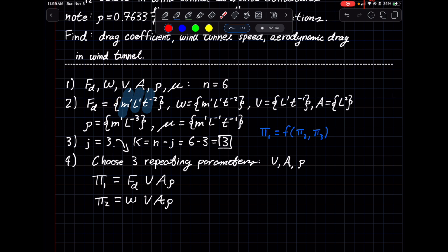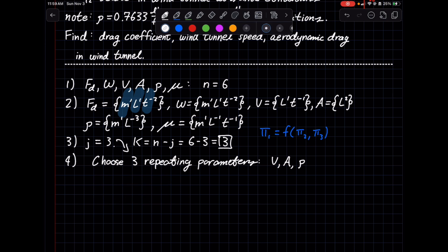So these are my three repeating parameters, and that's kind of why I've chosen those. So let's go ahead and get started with step 5, which is constructing the pies. I'm going to go up here and mark that the velocity, the area, and the density are all repeating. That's all those three arrows mean.